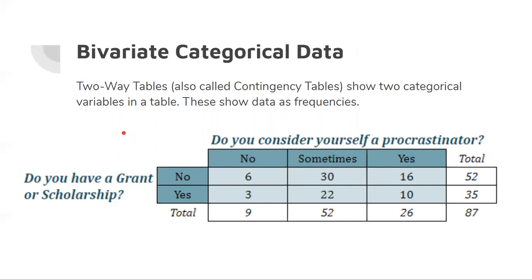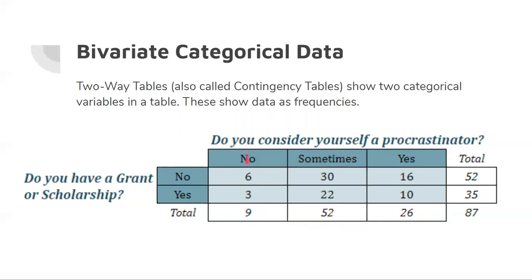So I've got two different variables. Do you consider yourself a procrastinator? And do you have a grant or scholarship? Those are my variables. And then this shows me the different ways people answered in relationship to those two variables. So if I'm looking at do you consider yourself a procrastinator, that's the one we were just dealing with, I can see where those values show up.